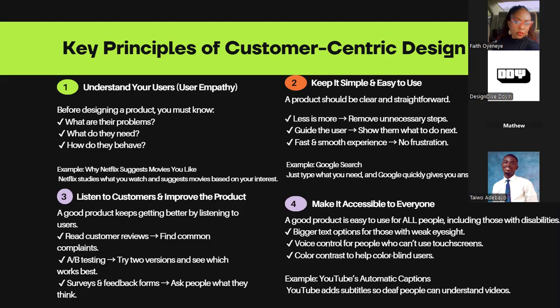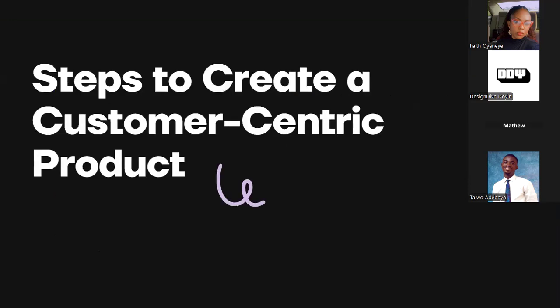If you are designing a platform that has to do with voice searching, you can integrate voice search, then color contrast and the like. So, for example, YouTube added automated captions for people with disability so that people that are deaf and mute can read and understand. Now, what are the steps to create a customer-centric product?